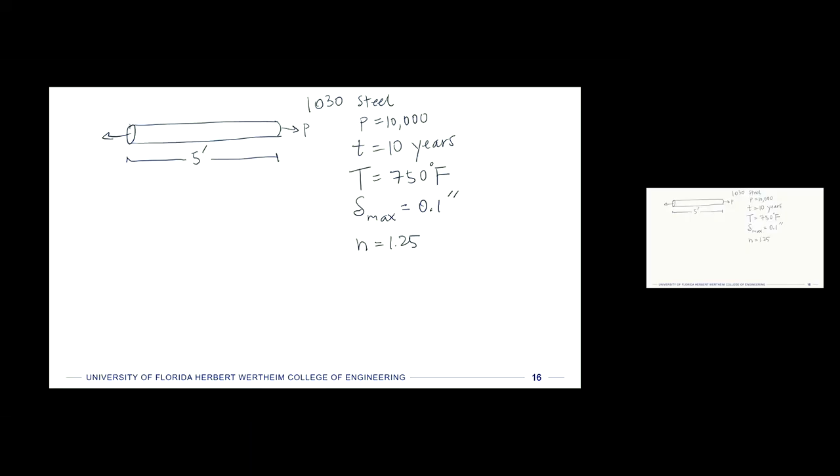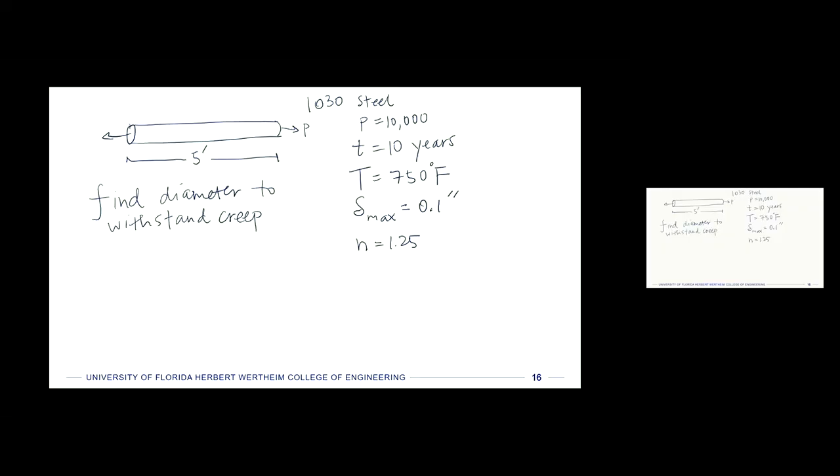All right, so this could be a strut in a bridge or some sort of support component that has to be under a load for 10 years at a high temperature. Maybe it's in a factory or a foundry. Who knows? Okay, so what we need to do is find out actually what diameter this thing should be. So find diameter to withstand creep.